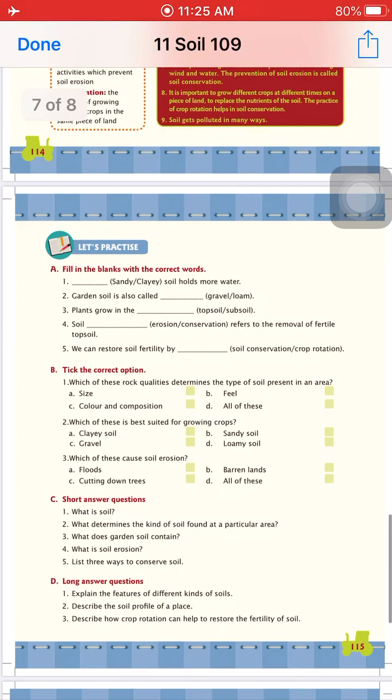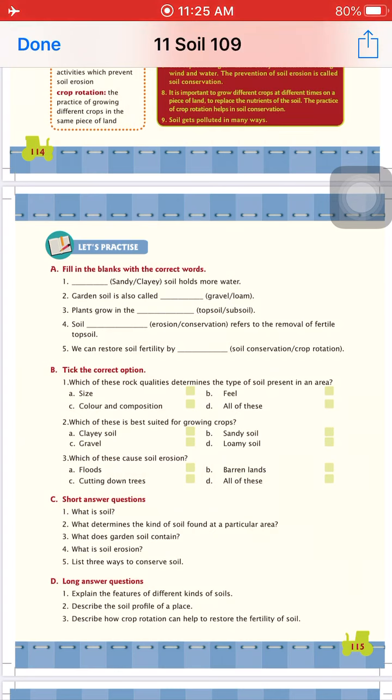Next is fill-ups. First, dash soil holds more water, so clay soil holds more water. Second, garden soil is also called loam. Plants grow in the topsoil. Soil erosion refers to the removal of fertile topsoil. We can restore soil fertility by crop rotation.